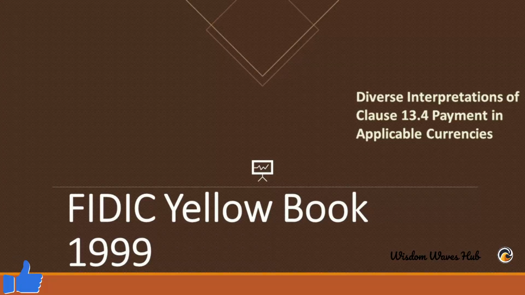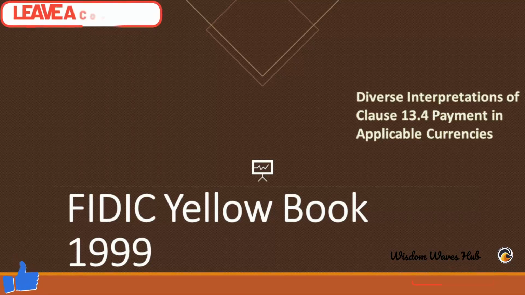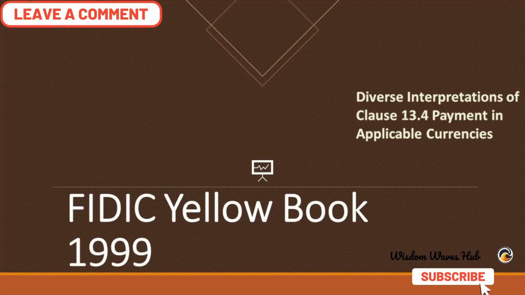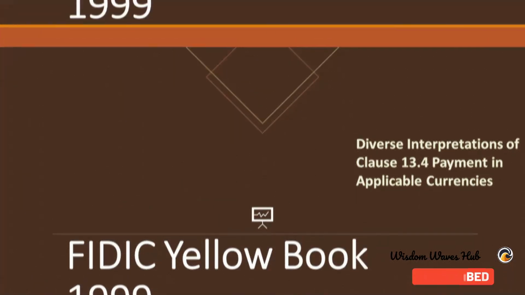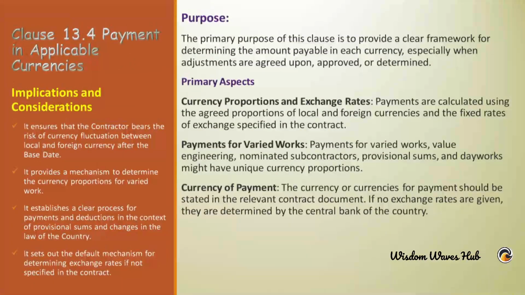Today we talk about money and contracts. Let's dive into diverse interpretations of Clause 13.4 Payment and Applicable Currencies. Clause 13.4 Payment and Applicable Currencies is a pivotal clause in the FIDIC contracts that addresses the payment mechanism when the contract price is to be paid in multiple currencies.